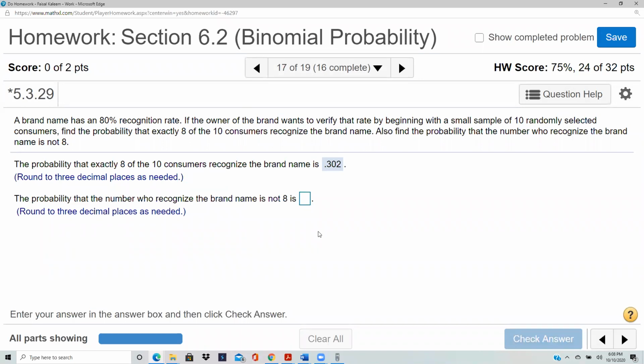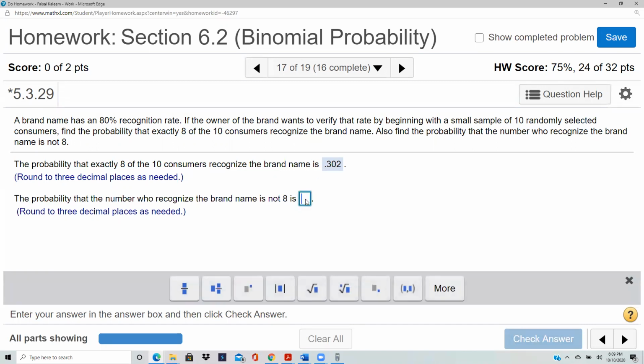Probability that the number who recognize the brand name is not 8. So if it's exactly 8, then it's 0.302, and not 8 is the complement of exactly 8. So you can do 1 minus the exactly 8 probability: 1 minus 0.302 is 0.698. So remember always that rule, an event and its complement add to 1. That's always true.